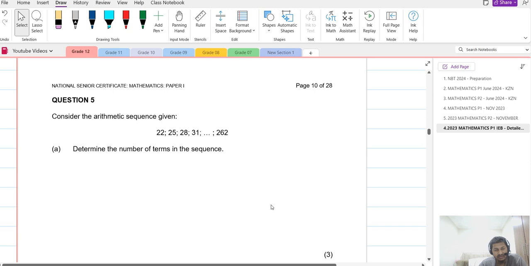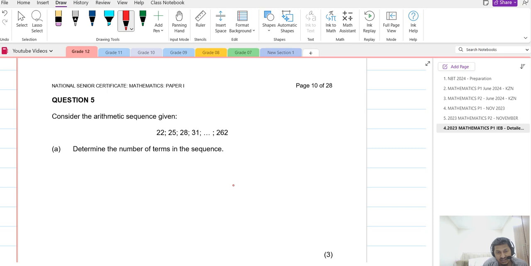Consider the arithmetic sequence given by 22, 25, 28, 31, up to 262. Determine the number of terms in the sequence. To find the number of terms, we need the Tn formula. So Tn equals a plus n minus 1 d, and thus equals 262. Now what's a? A is 22, plus n minus 1. What is d? The common difference is 3, because 25 minus 22 is 3.